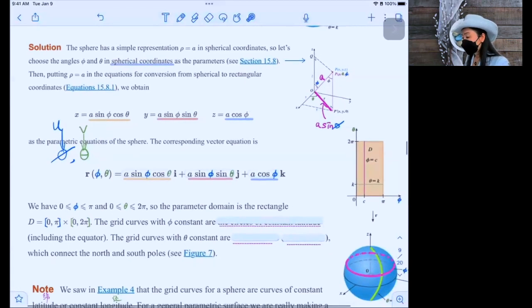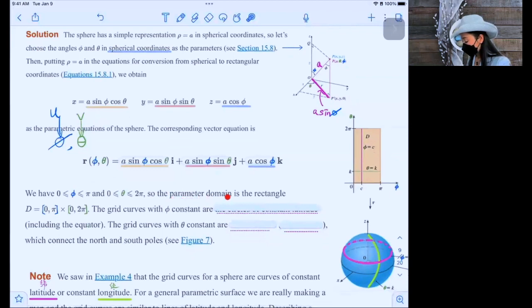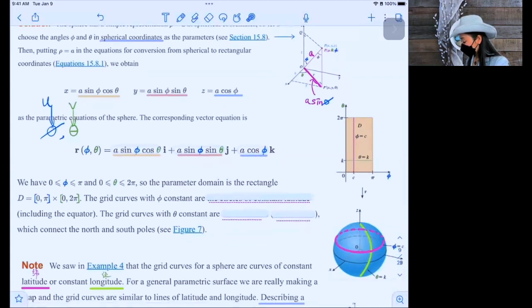For the sphere over here, do you remember spherical coordinates? Remember phi over here is going to be between 0 and pi, right? So phi equal to 0 here, and then all the way to pi is going to be here. And then theta is going to be between 0 and 2 pi, so one rotation, 0 to 2 pi. So the parameter domain is this rectangle: phi goes from 0 to pi, and theta goes from 0 to 2 pi.